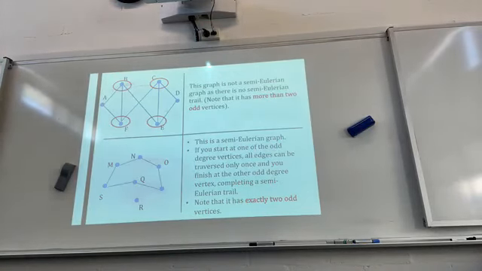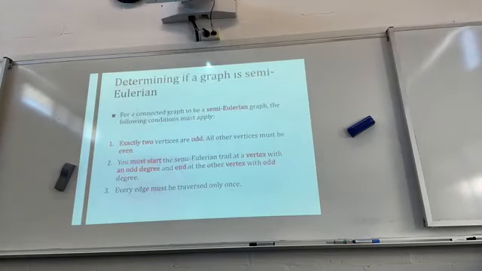Okay, this is just my animation to show you what I've drawn. Alright, determining if a graph is semi-Eulerian. For a connected graph to be semi-Eulerian, the following conditions must apply. Exactly 2 vertices are odd. All other vertices must be even. You must start the semi-Eulerian trail at a vertex with an odd degree and end at the other vertex with odd degree. So every edge must be traversed only once. That's it.